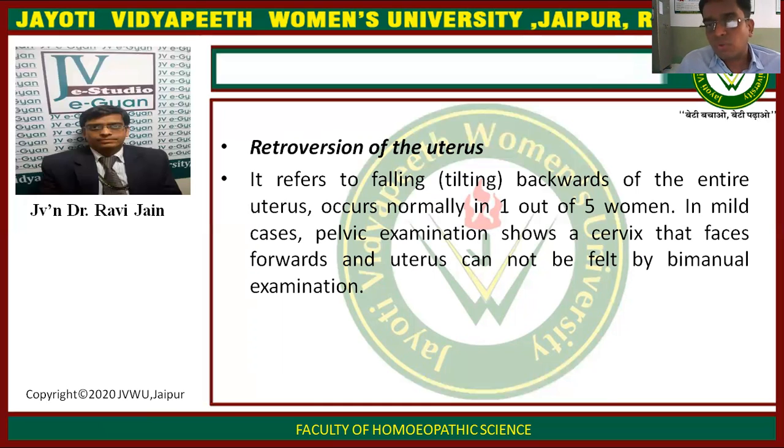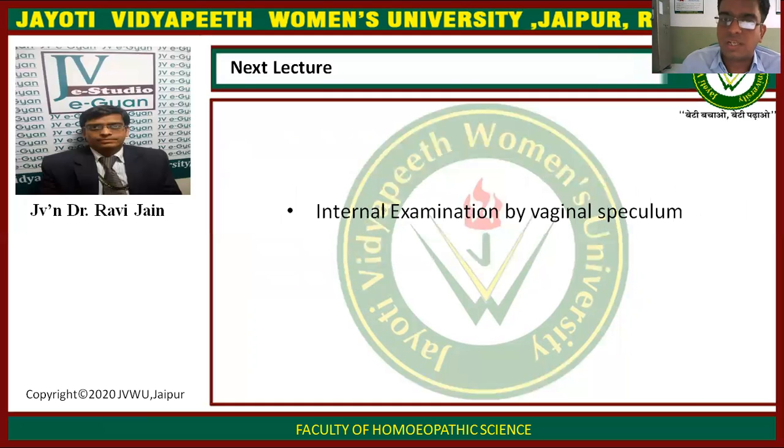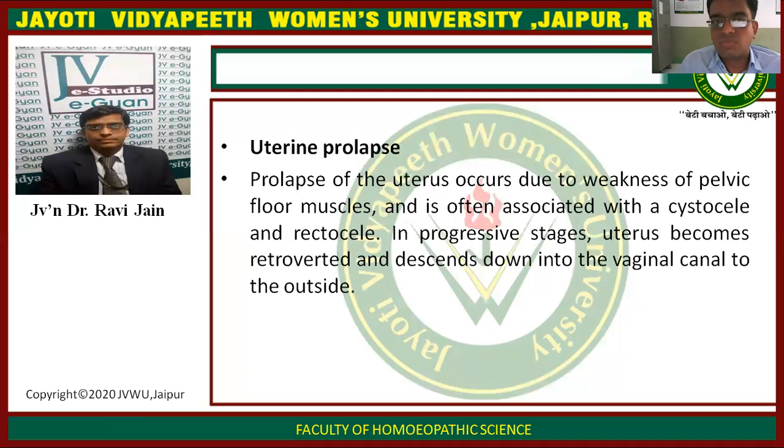So retroversion of the uterus is basically falling backward of the entire uterus, occurring normally in 1 out of 5 women. In mild cases, pelvic examination shows a cervix that faces forwards, and the uterus cannot be felt by manual examination. So these are the basic 3 diseases for which the patient usually comes to us. I will again repeat these 3 diseases.